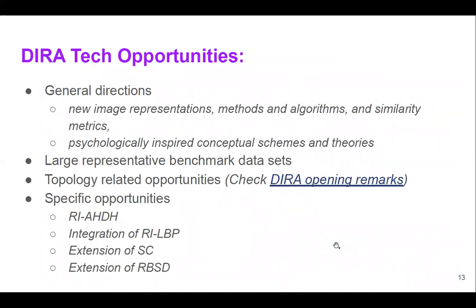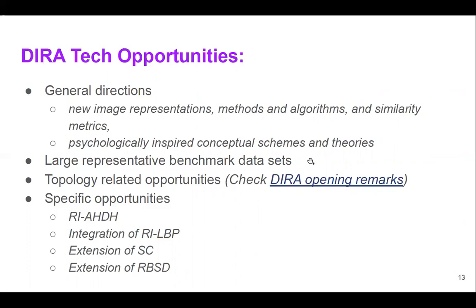We have seen that there are a lot of DRA challenges. However, this also indicates there is a large gap of opportunities awaiting us to tackle. The general directions are that new image representations, methods and algorithms, and similarity metrics are needed. And as we can see, it's pretty easy for humans to tell whether two shoes are similar, no matter whether the annotations are different or not. However, it's not so for machines, so psychologically inspired conceptual schemes and theories are needed.